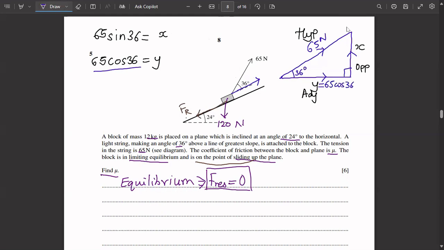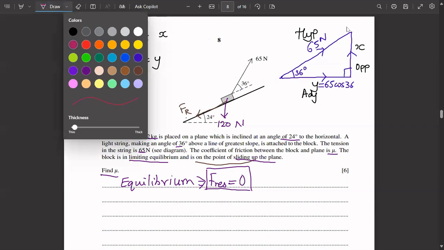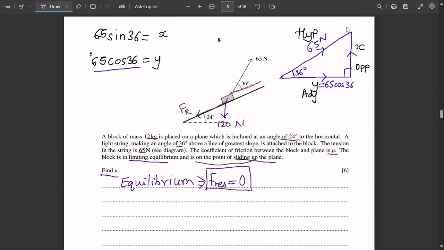So this will be equal to 65 cos 36. And one force will act upwards. The force that will act upwards is this X force. And what is this X? X is 65 sine 36. So this force is 65 sine 36.